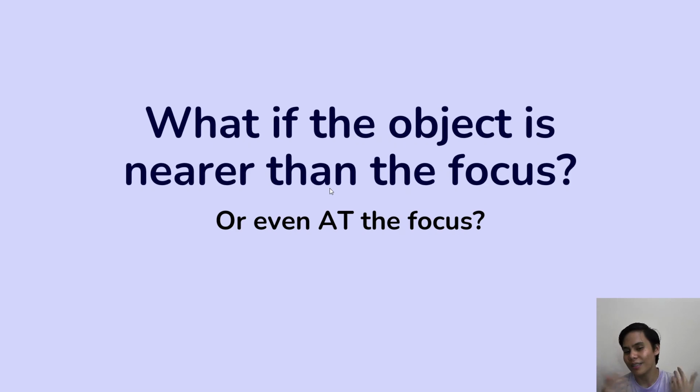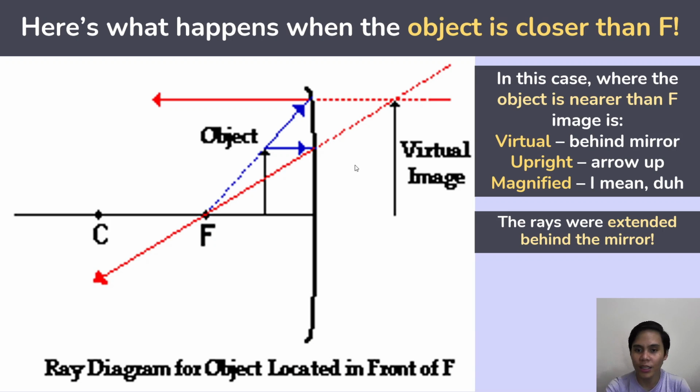What if the object is nearer than the focus or even at the point of focus? So these are the 2 extra cases for concave mirrors. So here's what happens when the object is closer than F. If it's too close, your image will become a virtual image. It will become an image that looks like it's behind the mirror. It'll look upright and it'll look magnified.